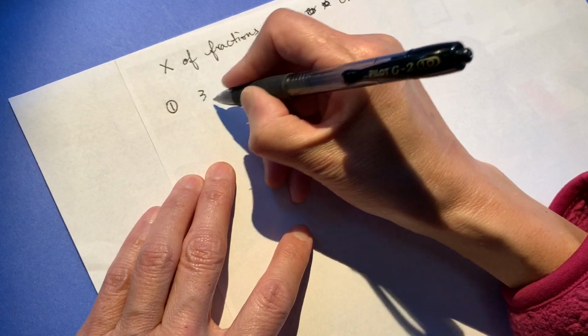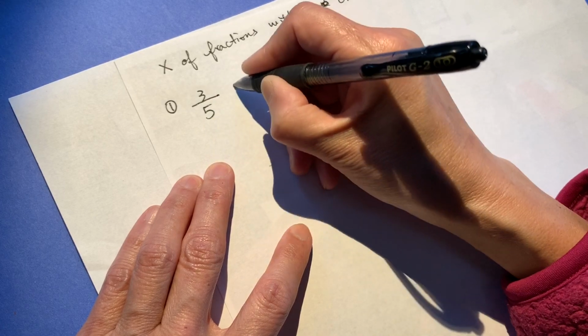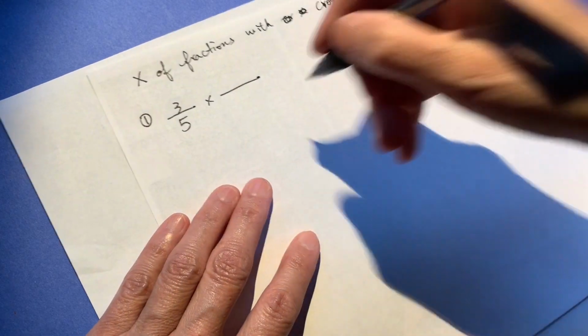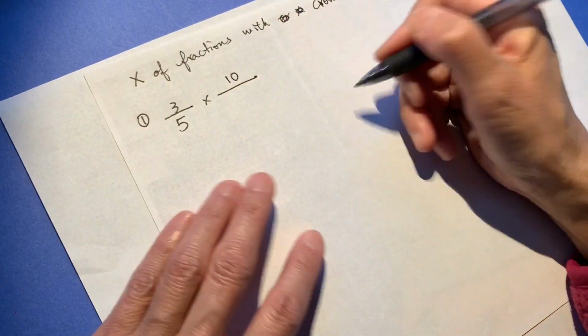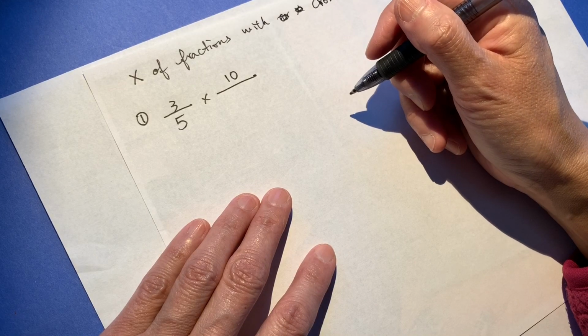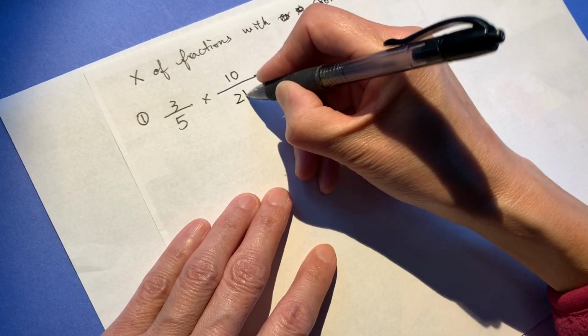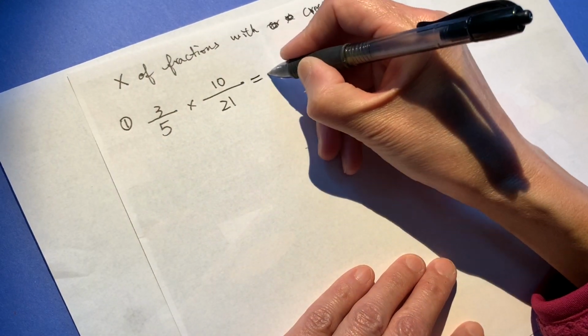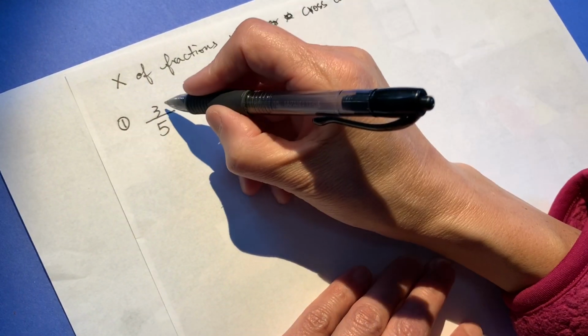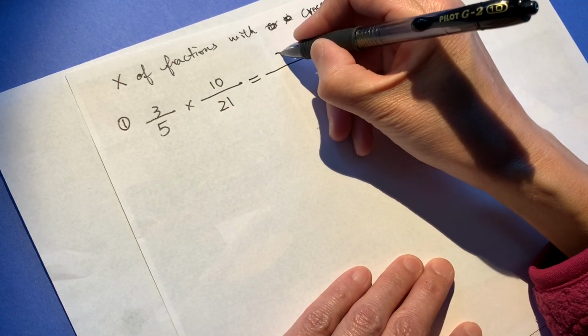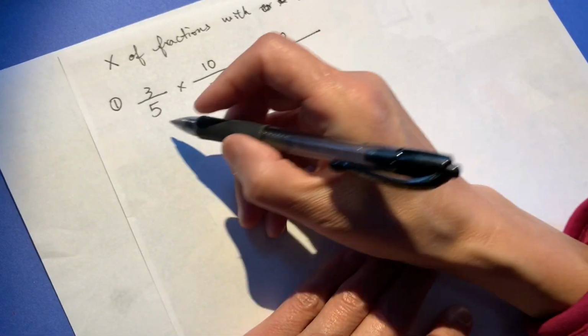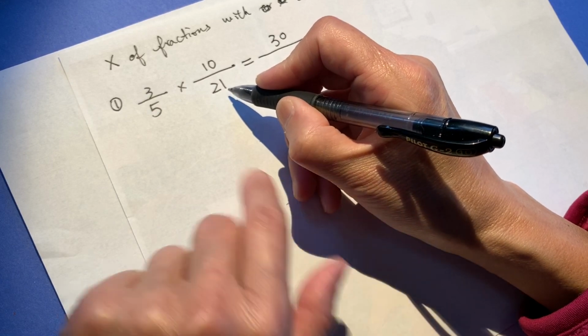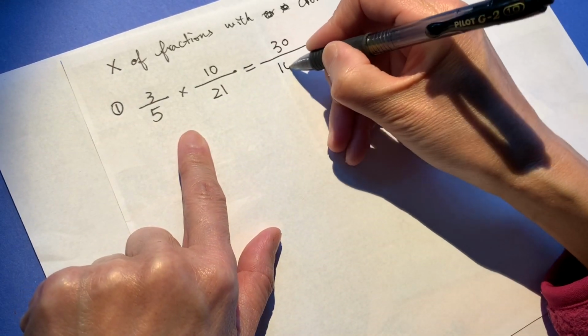So, 3/5 times 10/21. Let's do this. You can definitely do it like this. 3 times 10 is 30. 5 times 21 is 105.